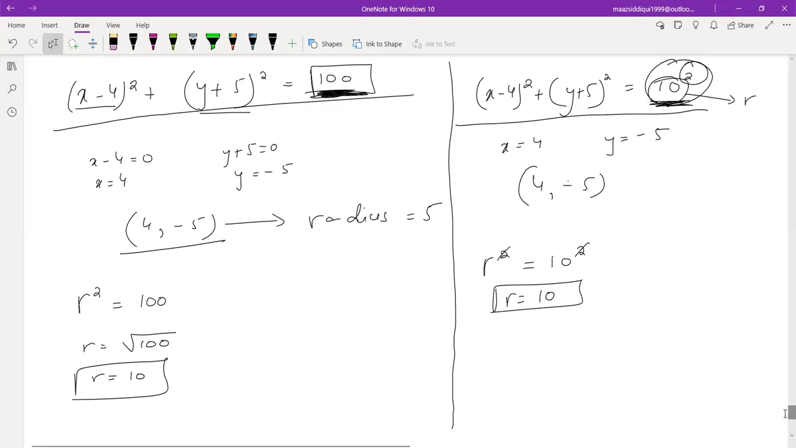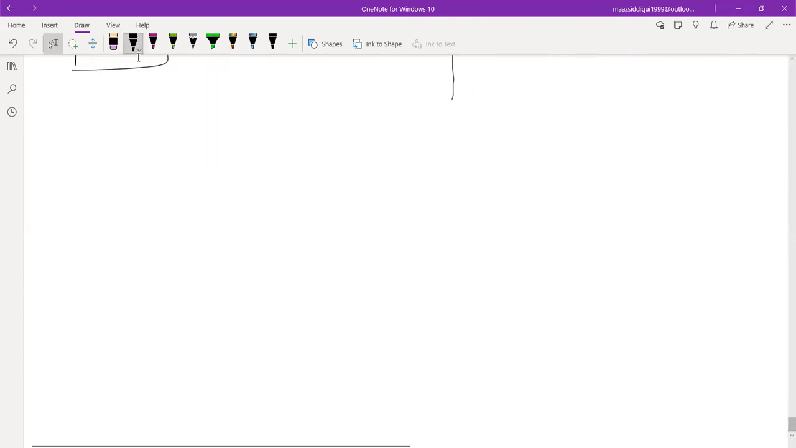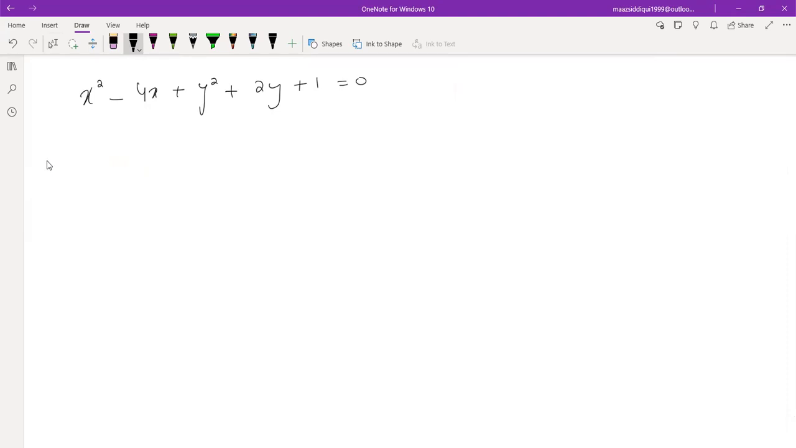Now, let me do one more thing. Let's say I give you an equation in this format: x squared minus 4x plus y squared plus 2y plus 1 equals to 0. And I want you guys to identify the equation of the circle using this, or find the equation of the circle. How will we do that?